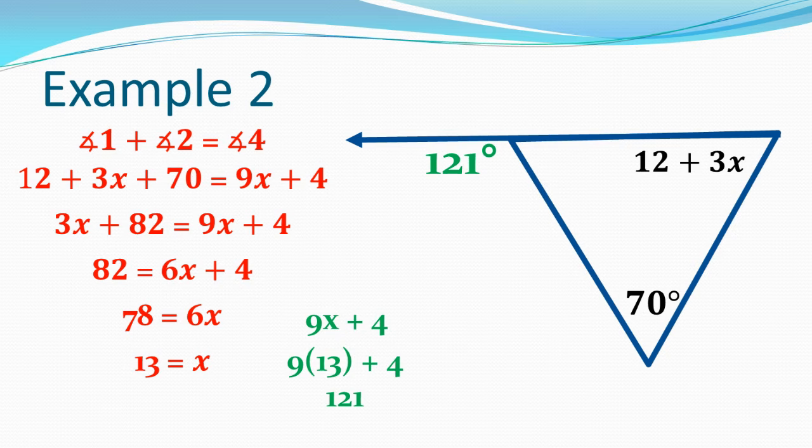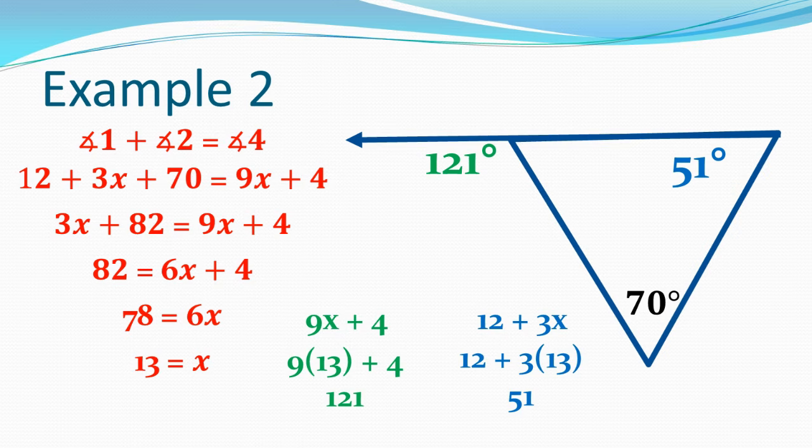If instead they asked you to find the angle measure or degree measure of 12 plus 3x, I would use that algebraic expression and substitute in. 12 plus 3 times 13, I get 12 plus 39 gives me 51. So the algebraic expression 12 plus 3x, when x equals 13, represents 51 degrees.